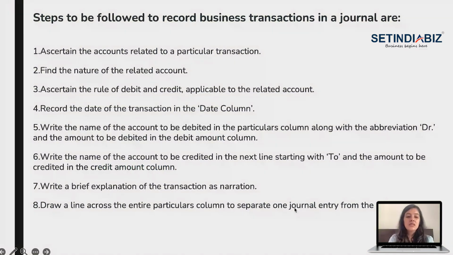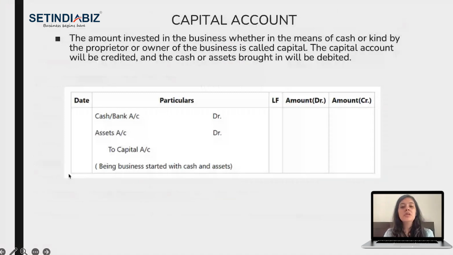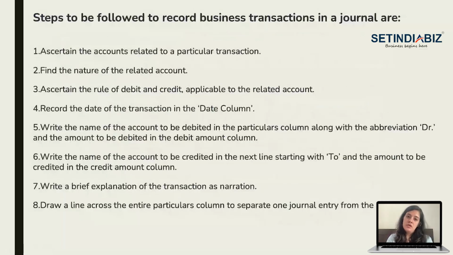Now, this is a basic thing that we have to draw a line here for the next entry, separating one entry from the other. Now, these were the steps to record a journal entry. Now, we should learn the rule before starting or learning the recording of journal entries.